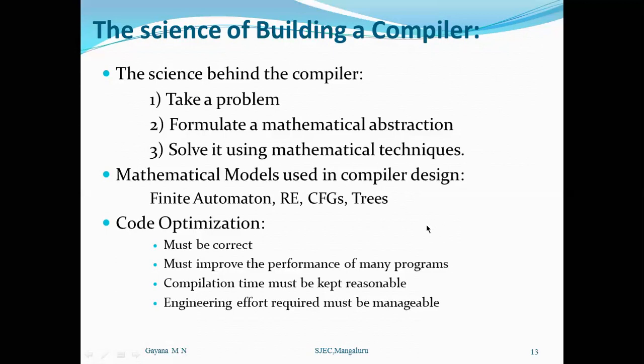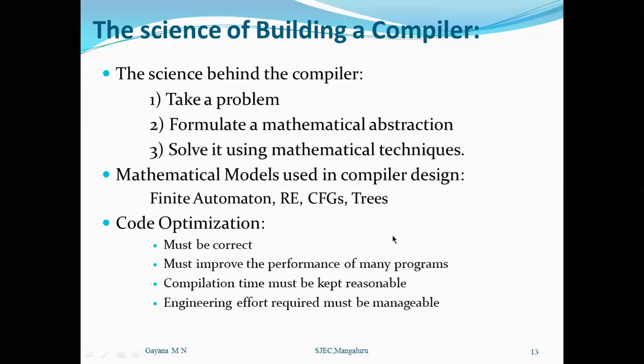Some of the mathematical models used in compiler design are finite automata, regular expressions, context-free grammars, and trees. Finite automata and regular expressions are used in the lexical analysis phase, whereas context-free grammars and tree concepts can be used in the parsing step and the semantic analysis phase.